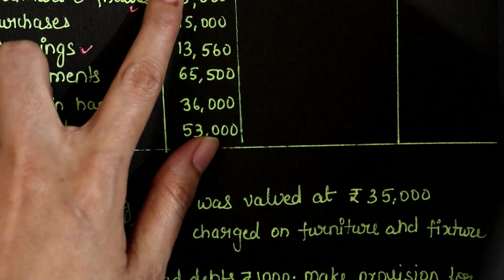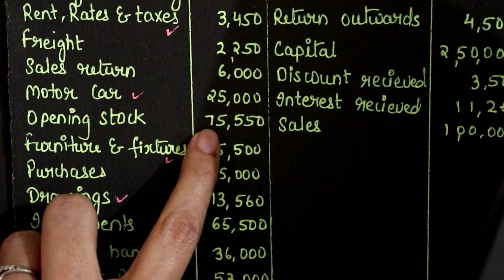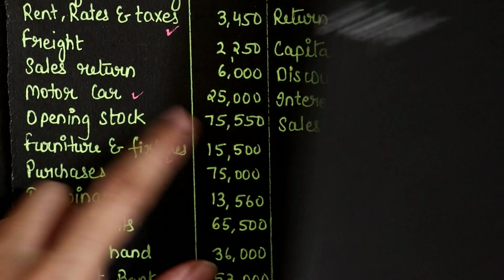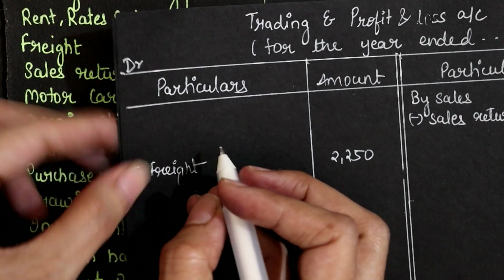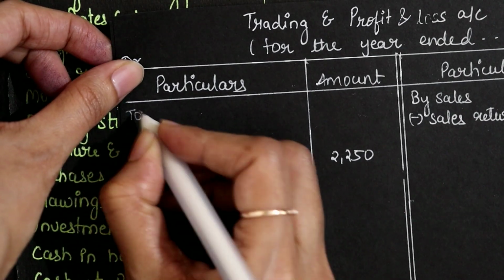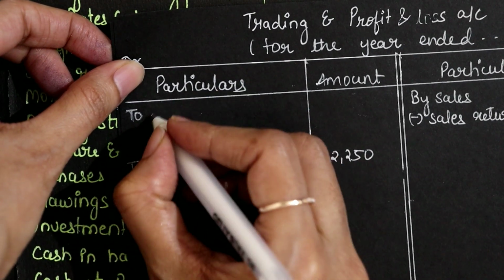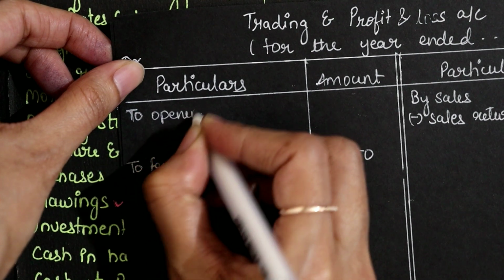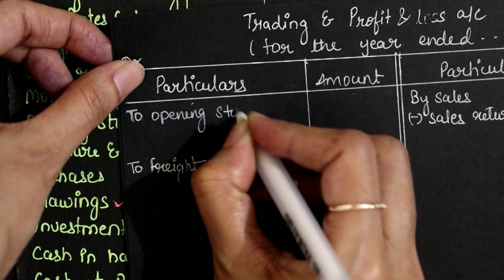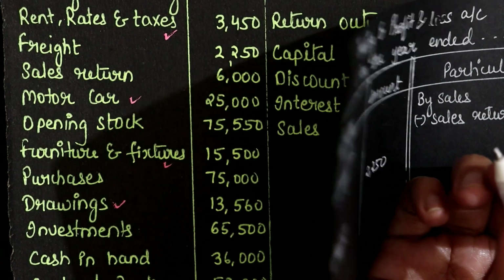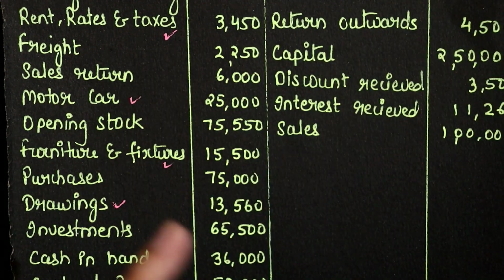Opening stock, as I told you, is the first item of the trading account. So we will write here, we left some space, to opening stock, 75,550.